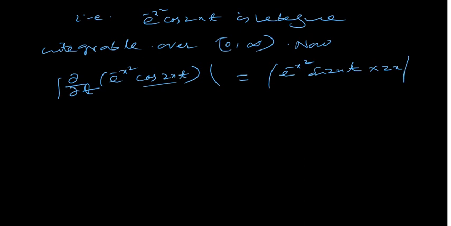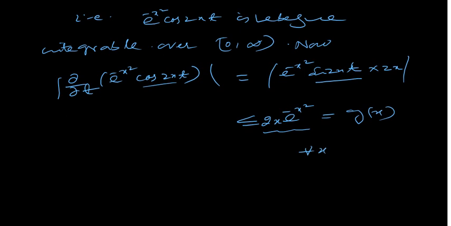It's just this, and the sine function is less than or equal to 1. So it's less than or equal to e power minus x square times twice x. We don't need mod for this because everything is non-negative, since x lies in the interval 0 to infinity, e power minus x square is always non-negative, and sine of 2xt is less than or equal to 1. Let's denote this function by g of x. This holds for all x greater than or equal to 0.